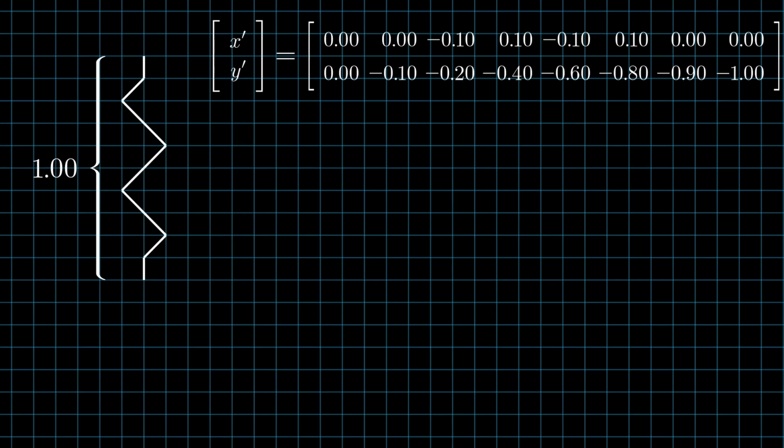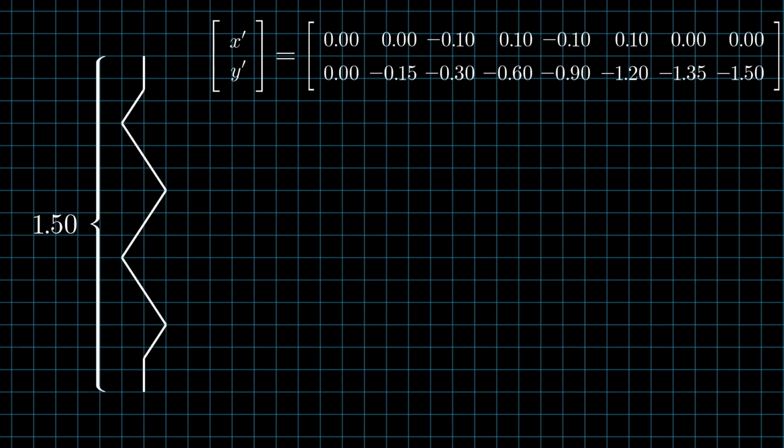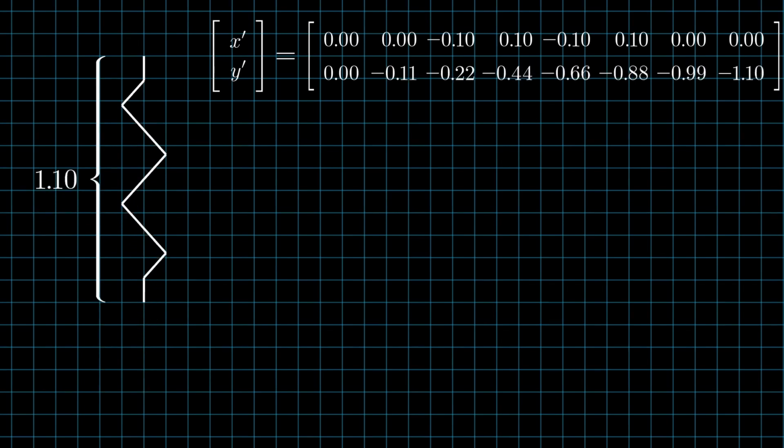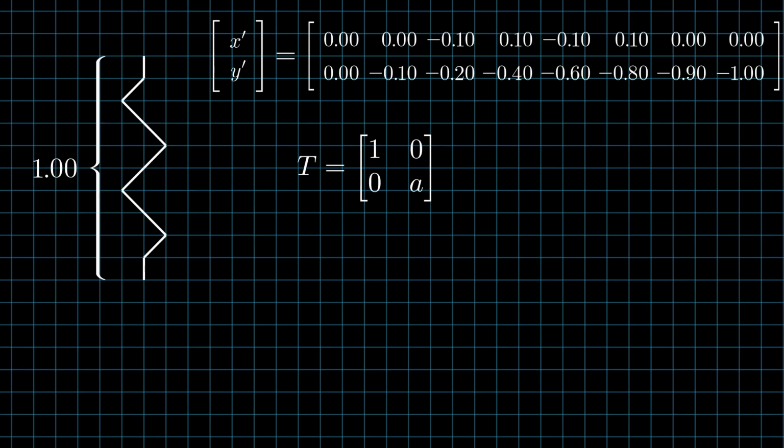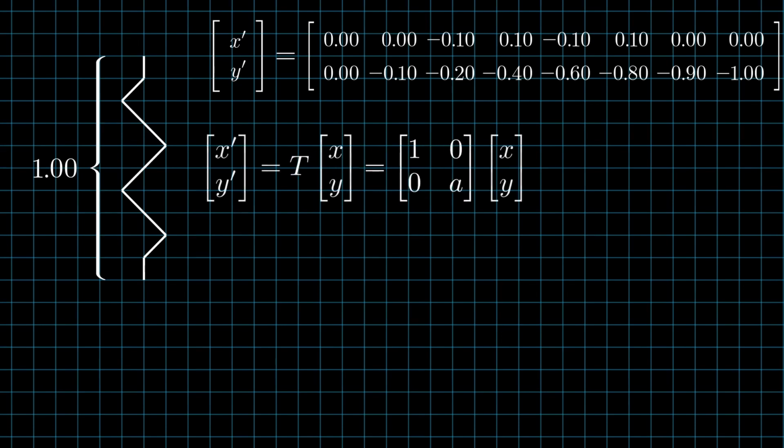For example, we can stretch the spring by multiplying the y-coordinates by a constant. Stretching is a type of linear transformation. We represent a linear transformation with its transformation matrix T. We left multiply the xy vectors by T to compute the new coordinates for the spring.